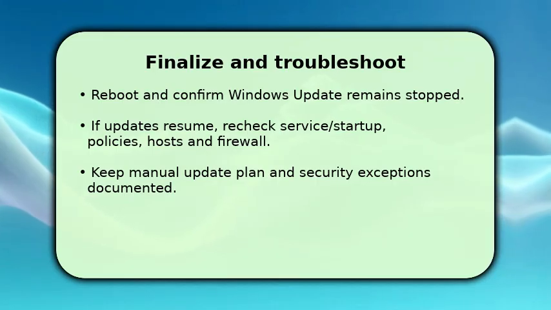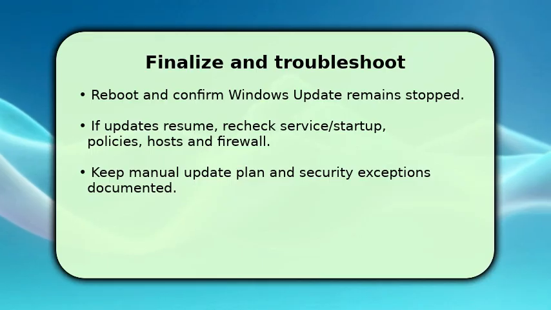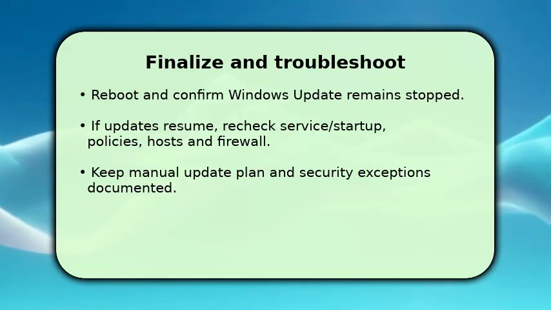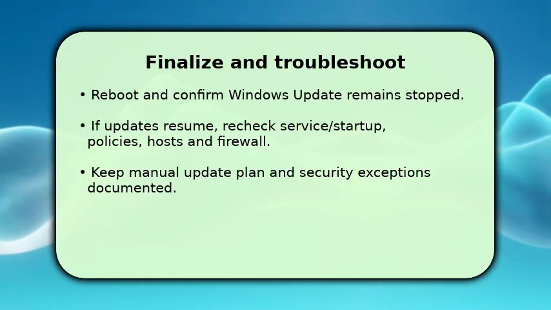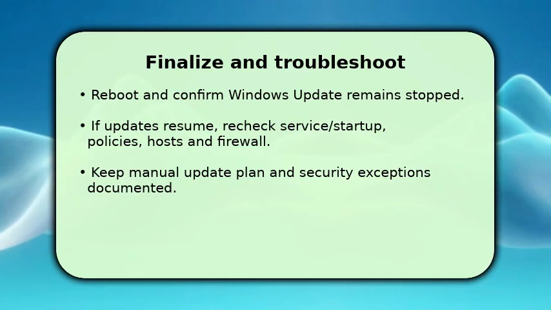Run it only if testing. If updates resume, recheck for domain policies, management tools like Intune, or third-party software that resets settings. As a troubleshooting tip, if a managed policy overrides you, inspect registry and local group policy precedence, and temporarily remove the device from management or work with the administrator to apply persistent exclusions.